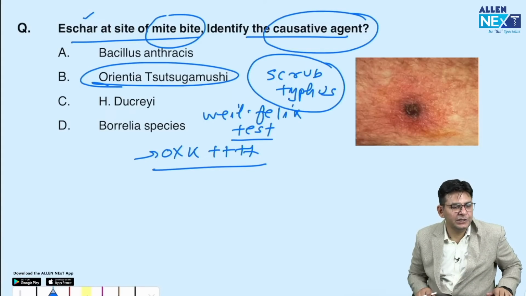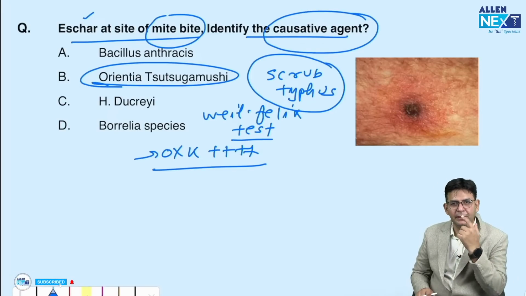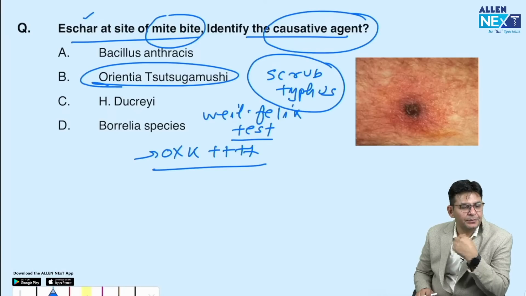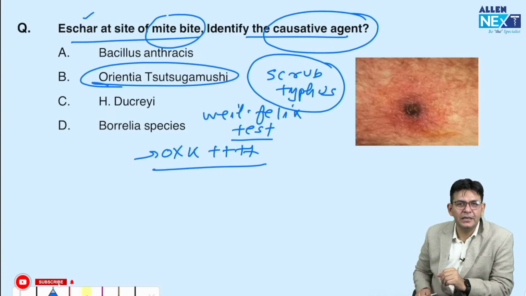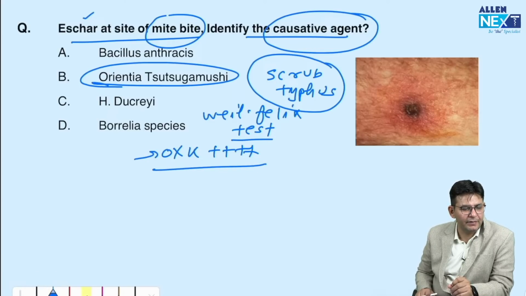Which other heterophile agglutination test do you know? Anybody? If somebody tells this, 180 marks this time. Tell me. Paul Bunnell test. Preeti, you are passing this time. Paul Bunnell test is done for which particular virus? Infectious mononucleosis, yes. Which particular virus does it? Epstein-Barr virus. Very good. Epstein-Barr virus is which number, guys? HHV4. Human herpes virus 4.